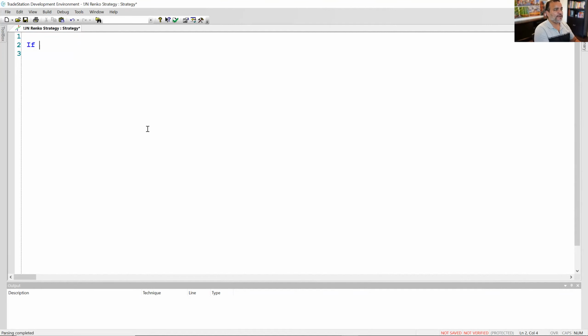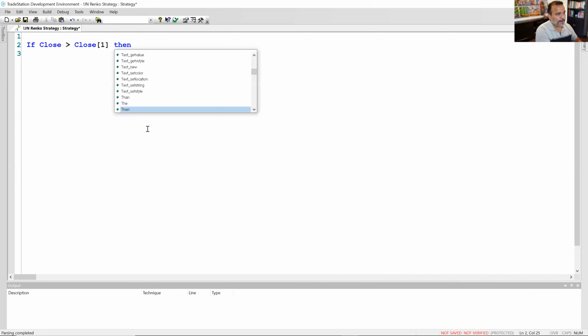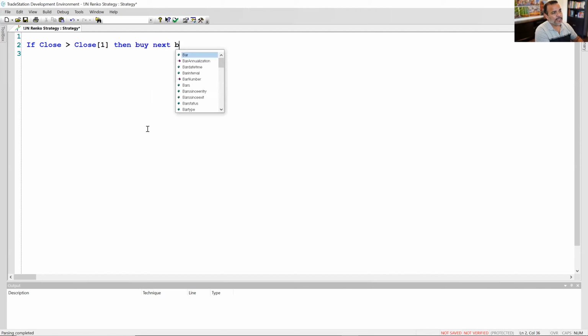I'm going to say if close is greater than close 1 bar ago. So this is the way that you do a historical reference. The 1 inside square brackets means that you're looking at the previous bar. So if the close of the current bar is greater than the close of 1 bar ago, then buy next bar at market. Very simple line.